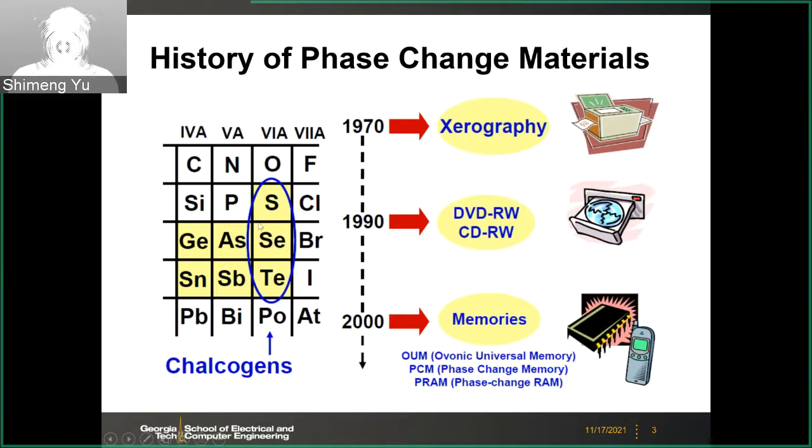And the phase change material actually is not new. It has been used in other applications before, like shown on the right hand side. Especially in your CD, DVD, actually the disc you have is made of the phase change material. And here we use that for the electrically programmable memories, that is the phase change memory.